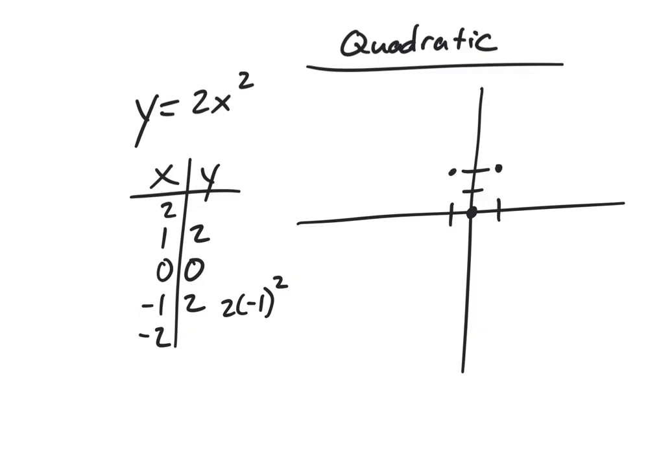The other one that we did was 2. 2 squared is 4. 4 times 2 would be 8. And we're starting to get really high. It would be like all the way up here for 2 and -2. But as I connect all these together, you should make that U-shaped parabola.